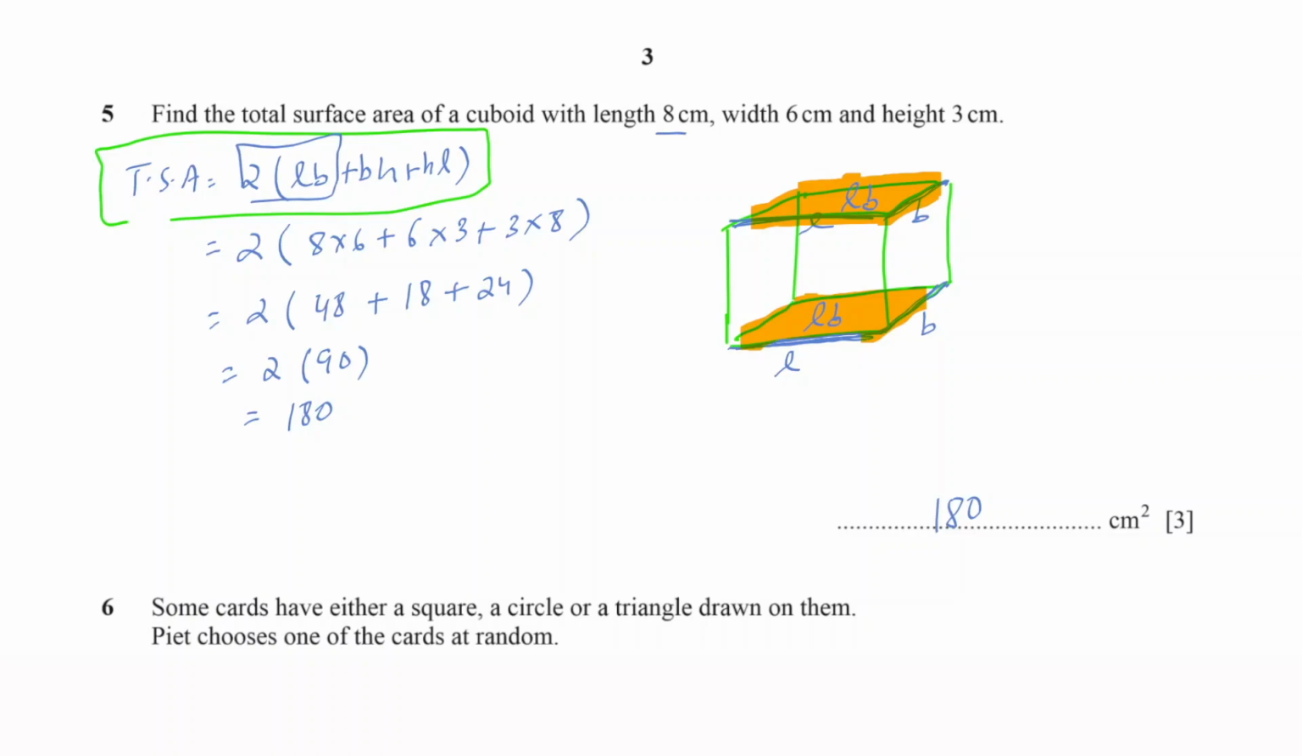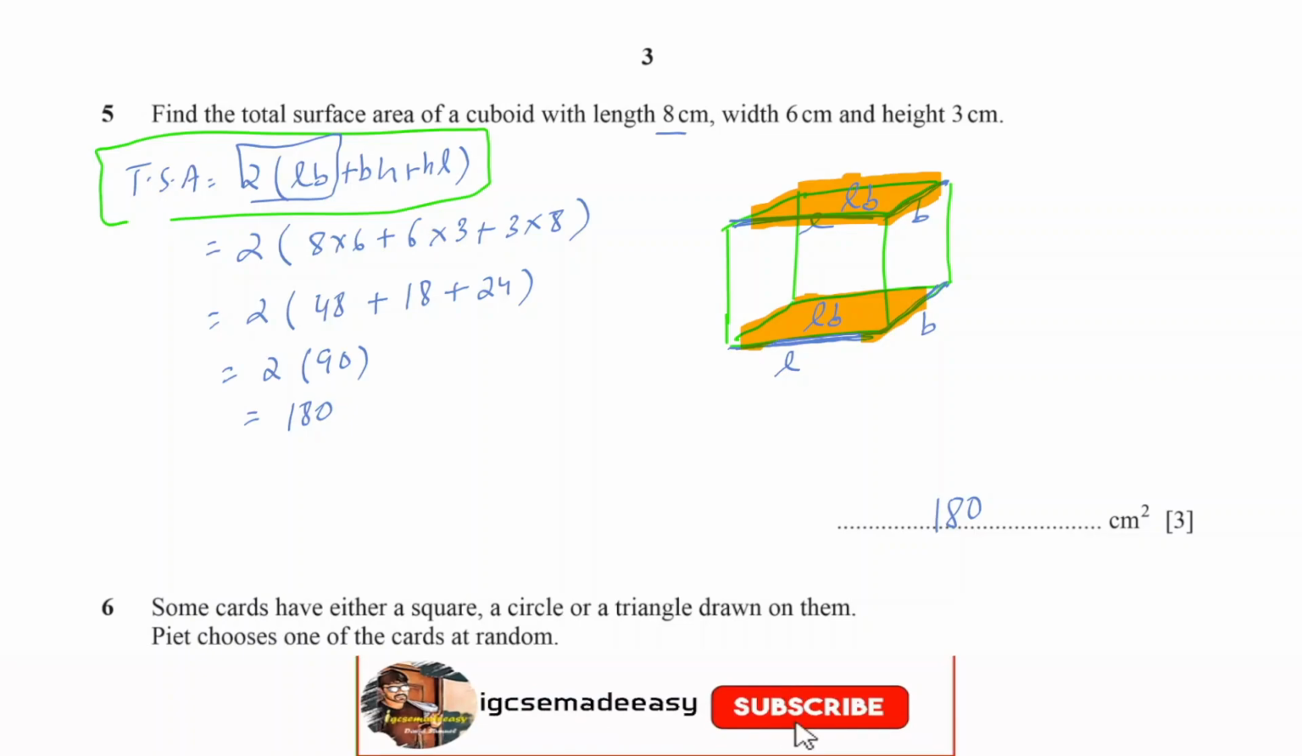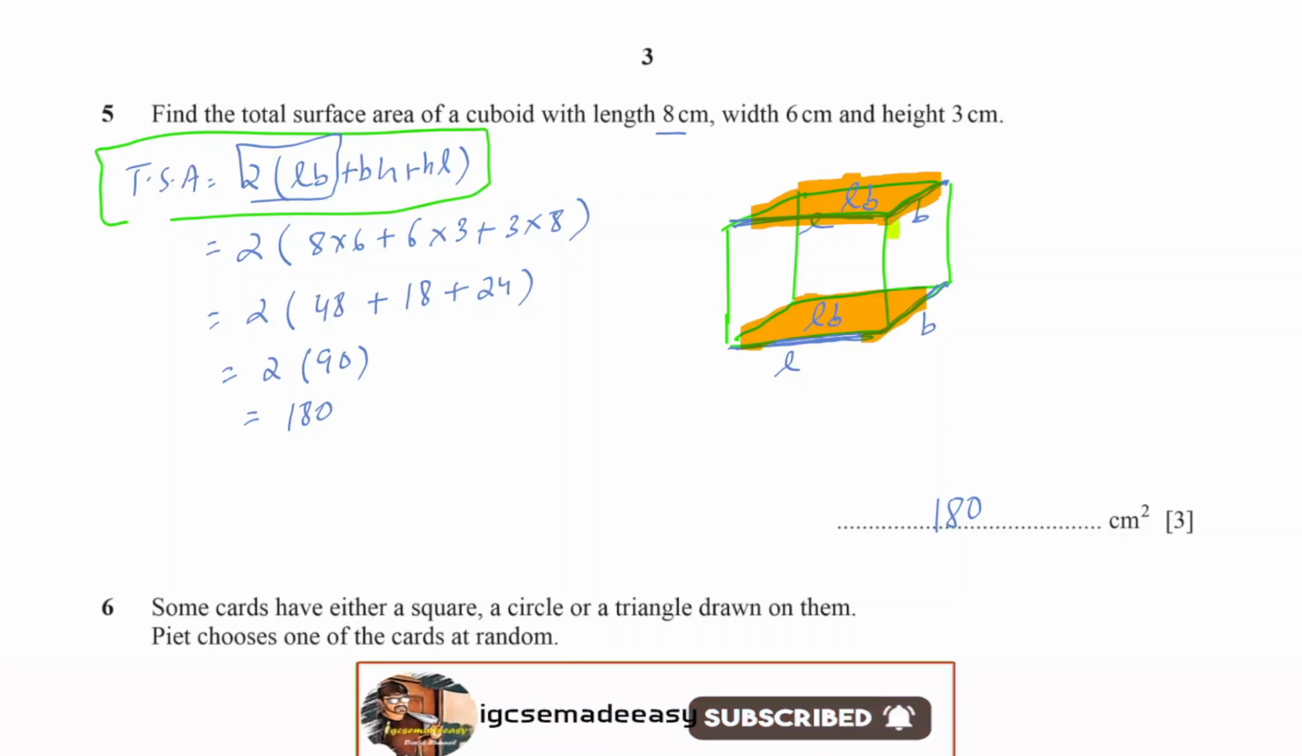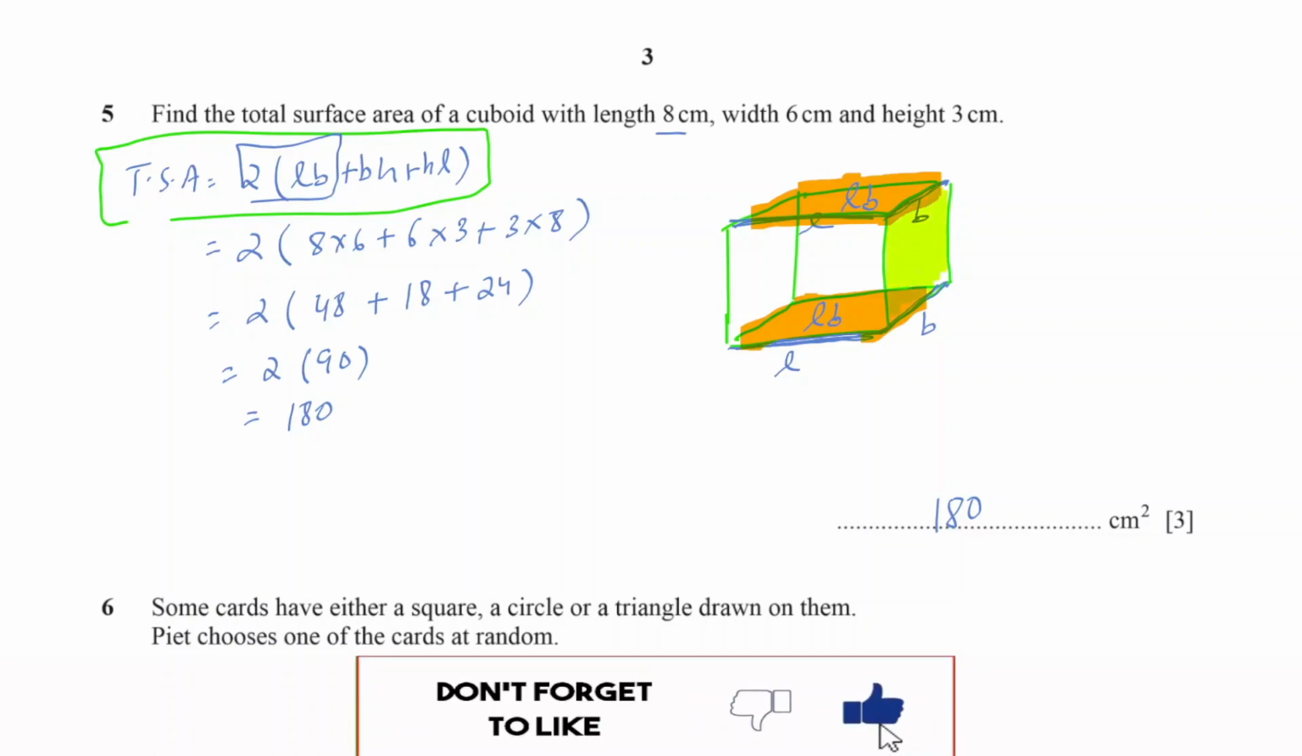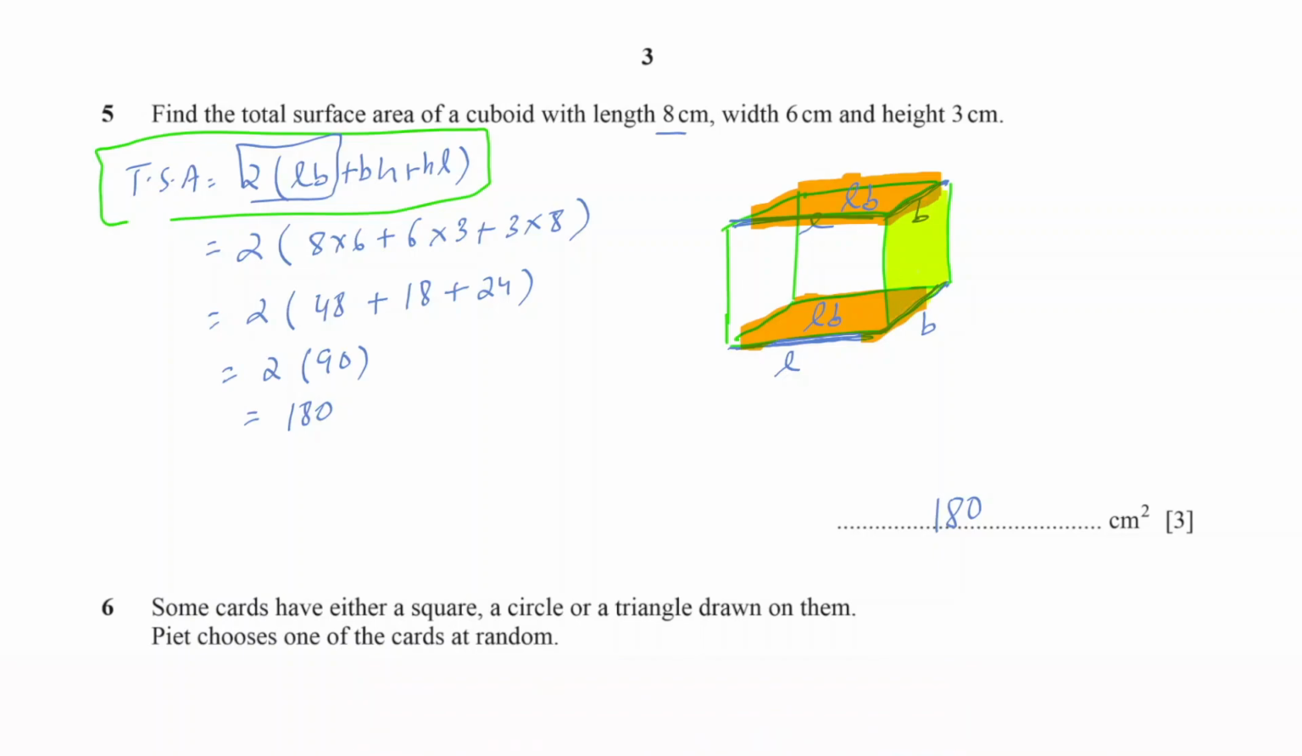In the same way, on this side, I'll change the color. You can see that this is breadth into height. If I want to calculate the area of this part, it should be B into H. This is H, and this is breadth. The opposite side is similar to this one, so it will also have breadth into H. That's why it is 2 into B into H.